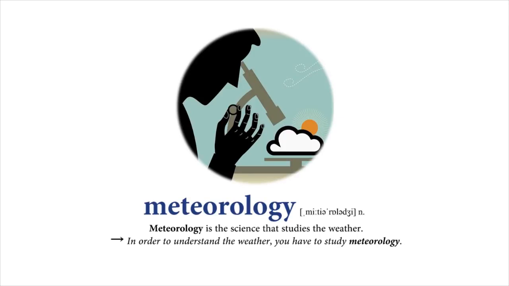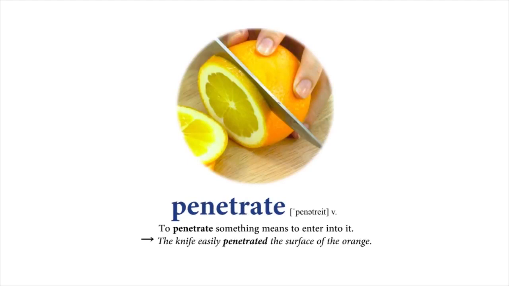Meteorology. Meteorology is the science that studies the weather. In order to understand the weather, you have to study meteorology. Penetrate. To penetrate something means to enter into it. The knife easily penetrated the surface of the orange.